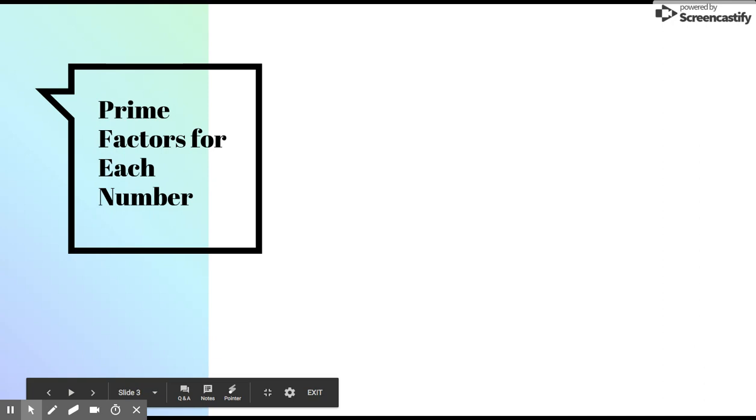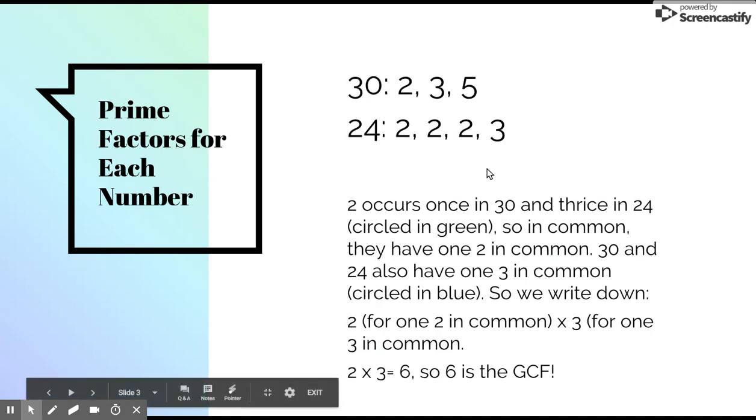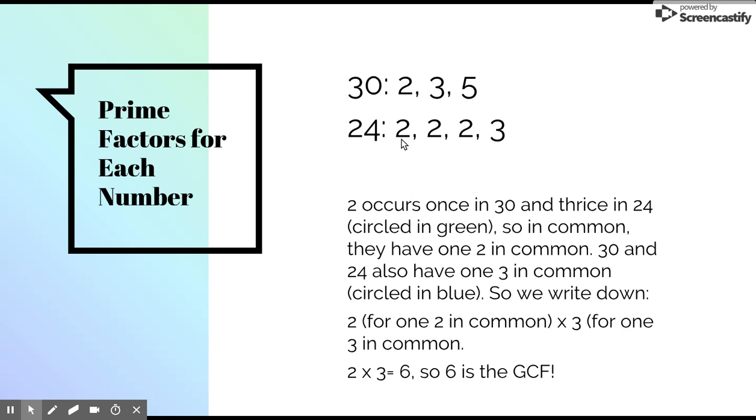And let's list them out here just to make it a little less complicated. So for 30, the prime factors are 2, 3, and 5. And for 24, the prime factors are 2, 2, 2, and 3. Okay, so 2 only occurs once in 30 and 3 times in 24. So in common, they have one 2 in common.